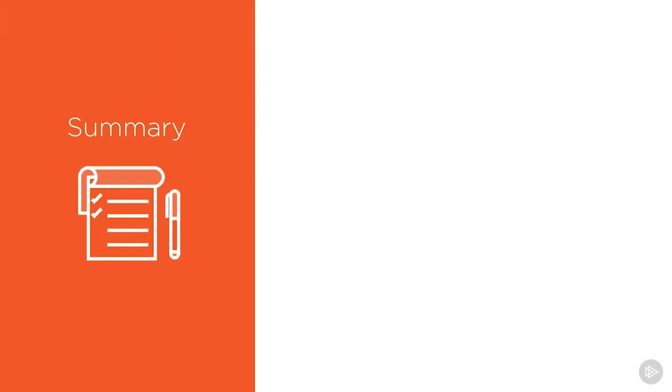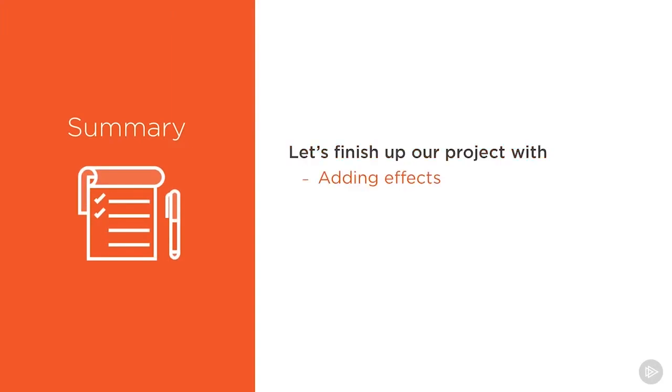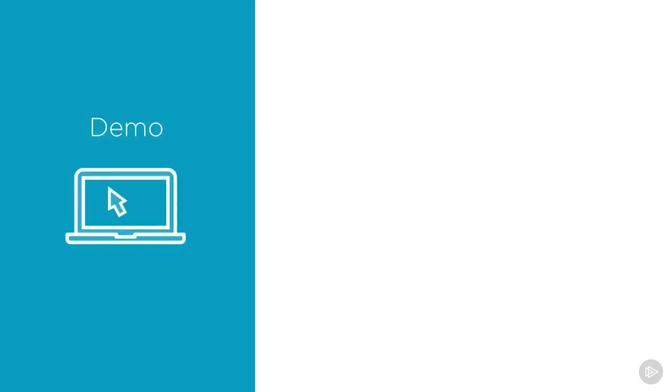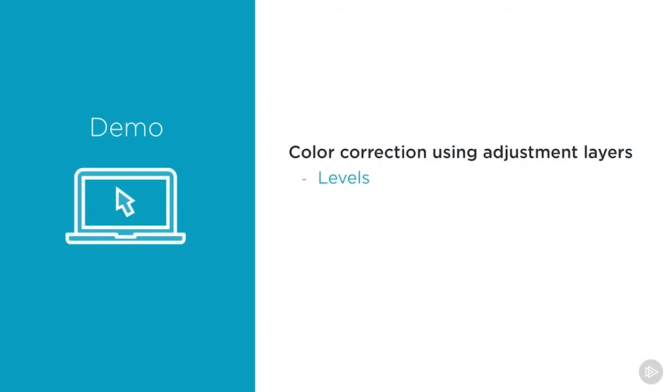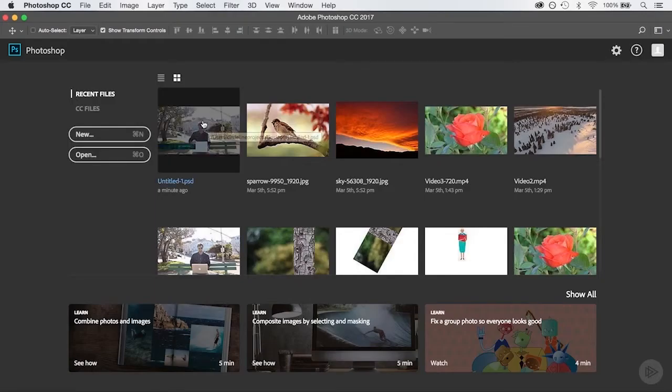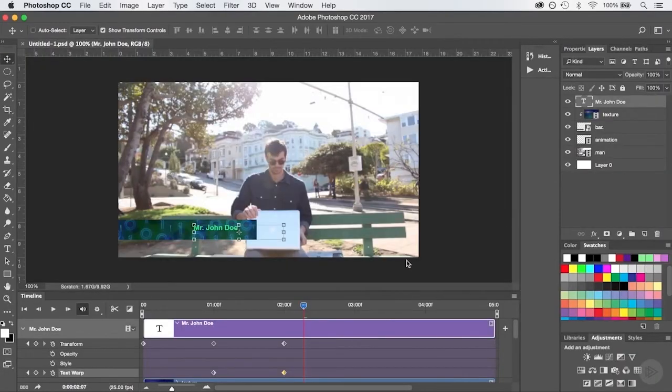In this module, we'll add some effects to our video, add audio, and learn how to export our final project. In this clip, we'll be using adjustment layers to adjust effects like levels, brightness, and hue and saturation, all of which can be very useful for color correcting our video and putting the finishing touches on it. To get started, let's open up our project from the last module.